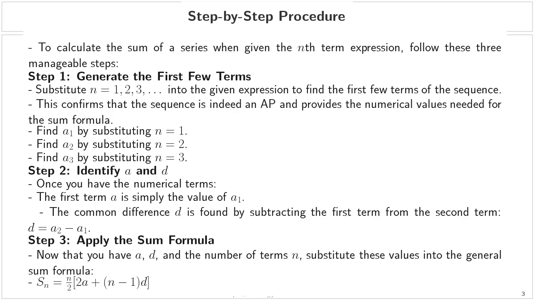Step 3. Apply the sum formula. Now you have all the ingredients required for the final step. You have your a, your d, and the number of terms, n, which is usually given in the problem. All that's left is to substitute these values into the general sum formula. That formula is S sub n equals 1/2 of n multiplied by the quantity 2a plus the quantity n minus 1 times d. In the next slide, I'm going to walk you through a concrete mathematical example so you can see this exact 3-step process in action. Worked example 1, mathematical application.